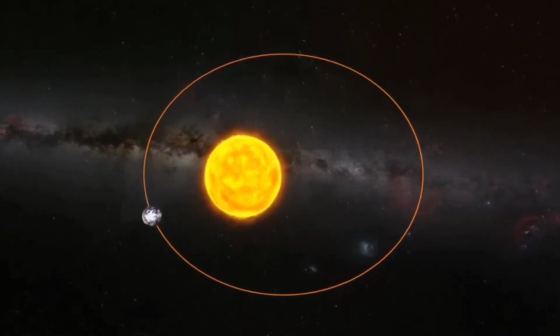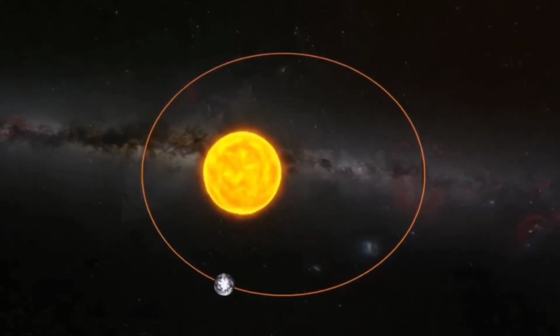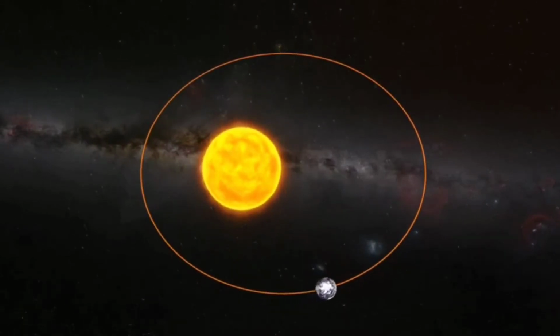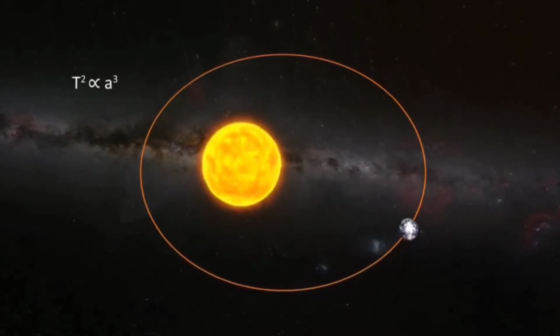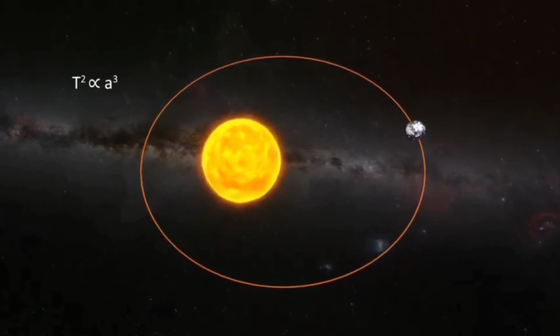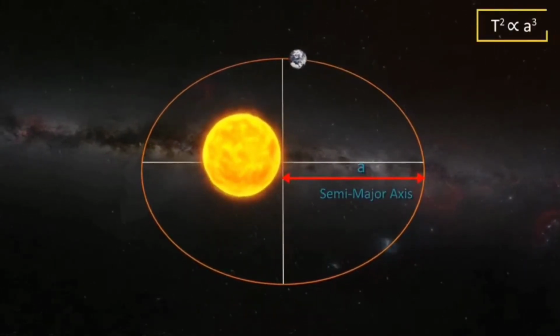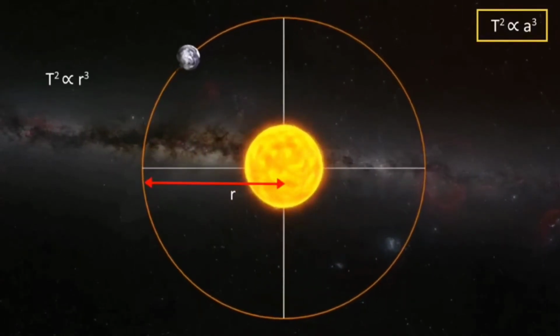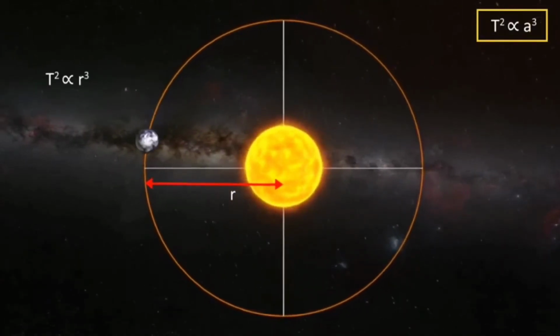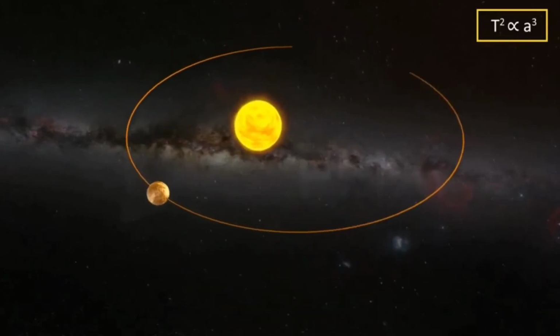Kepler's third law, the law of periods. Kepler's third law is concerned with the time period of revolution of planets. It states that the square of the time period of revolution of a planet in its orbit is directly proportional to the cube of the semi-major axis of the elliptical path around the Sun. For a circular path, T squared is proportional to the cube of the radius of the circular path.